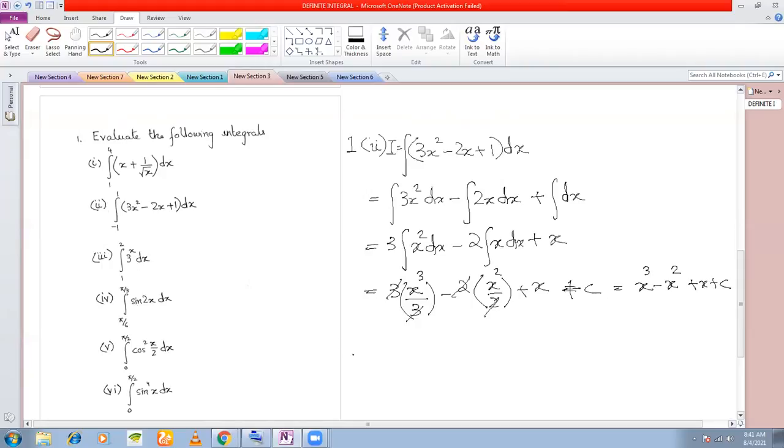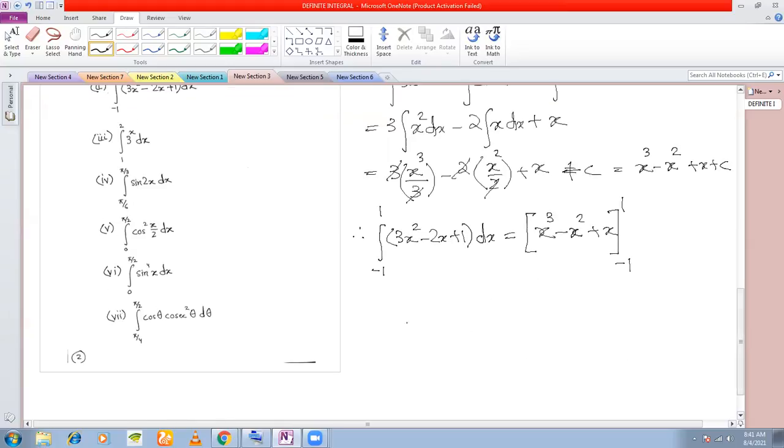Therefore, integral minus 1 to plus 1 of 3x square minus 2x plus 1 dx is equal to, writing this without the constant of integration, x cube minus x square plus x, evaluated between the lower limit minus 1 and the upper limit plus 1. How do you evaluate this? You put 1 first in the function, so you get 1 cube minus 1 square plus 1, minus, and then you put minus 1: minus 1 cube minus minus 1 square plus minus 1.